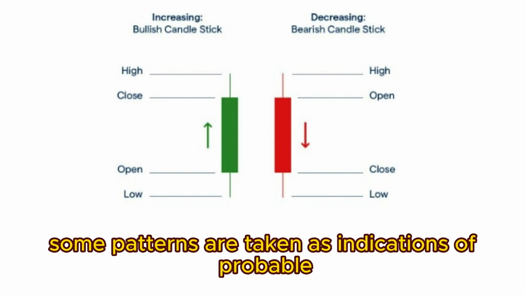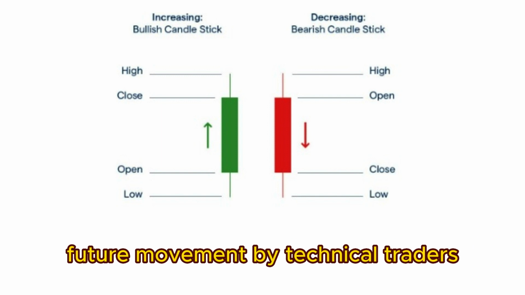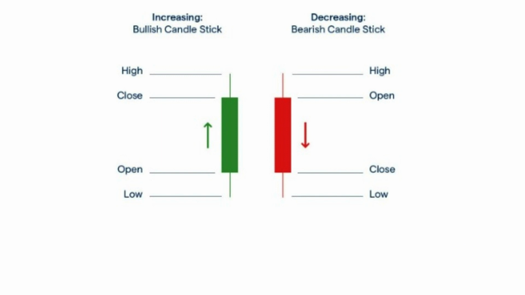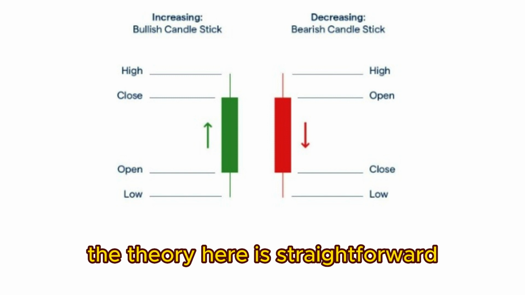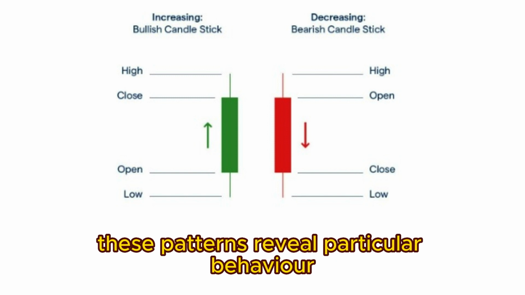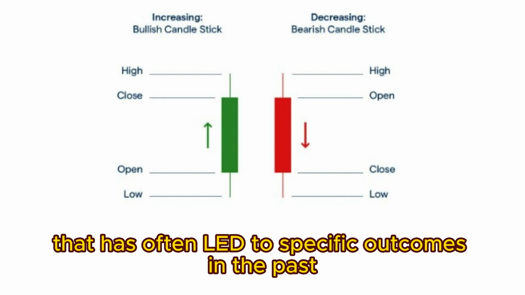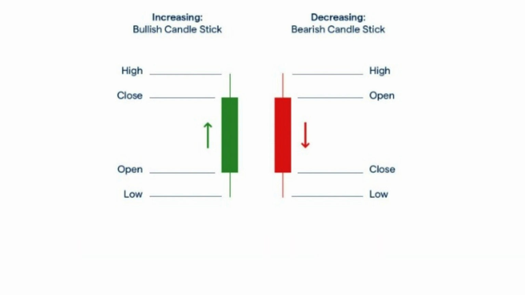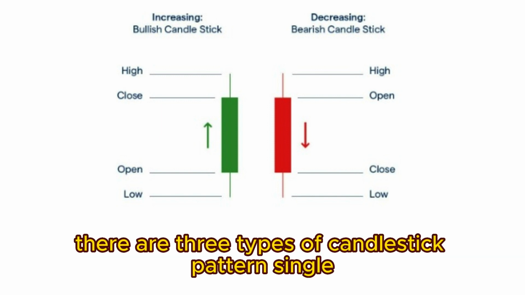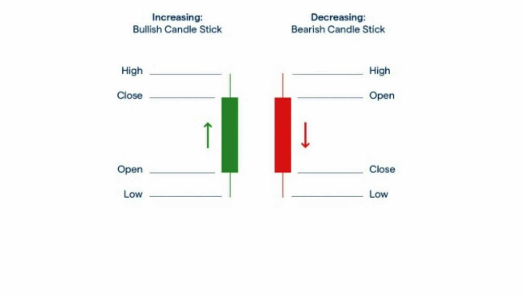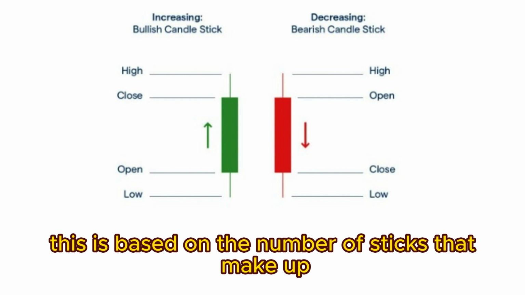Some patterns are taken as indications of probable future movement by technical traders. The theory here is straightforward: these patterns reveal particular behavior that has often led to specific outcomes in the past. There are 3 types of candlestick pattern: single, double, and triple. This is based on the number of sticks that make up the pattern.